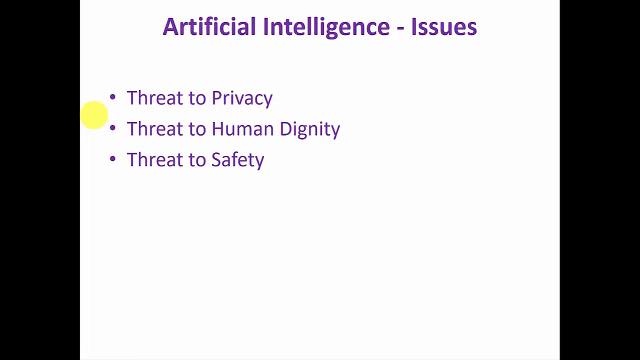Threat to human dignity: AI systems have already started replacing human beings in a few industries, and I think it should not replace people in the sectors where they hold prominent positions. So that's a kind of threat to human dignity. Threat to safety: an AI system can become so focused on achieving certain goals. So that's all I have for artificial intelligence.